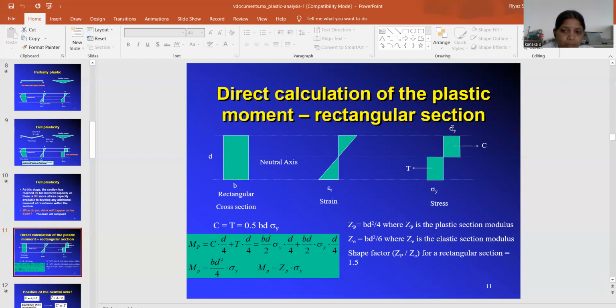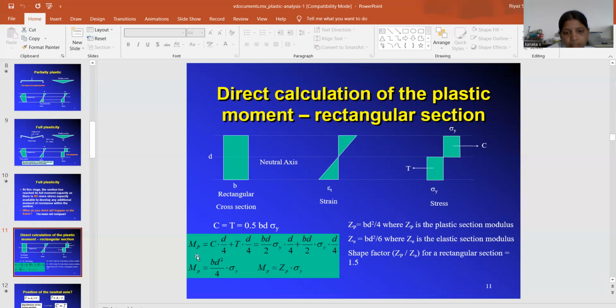The stress at the top is sigma y, and the compression force equals the tension force, so C equals T, which is 0.5 B D times sigma y. ZP is the plastic section modulus and ZE is the elastic section modulus. For the rectangular section, ZP is B D squared divided by 4, and ZE is B D squared divided by 6.